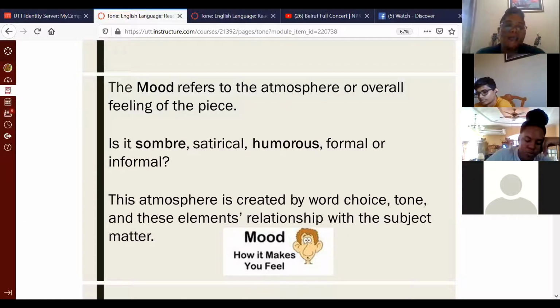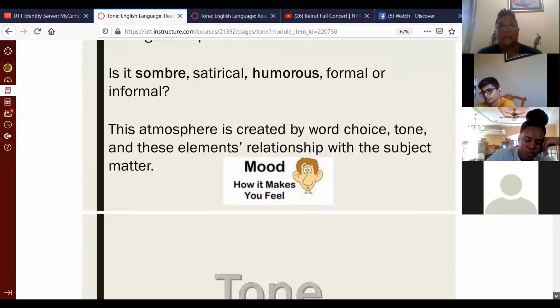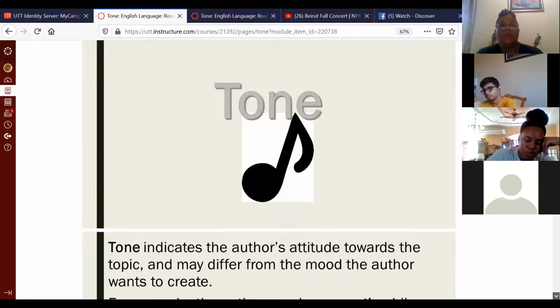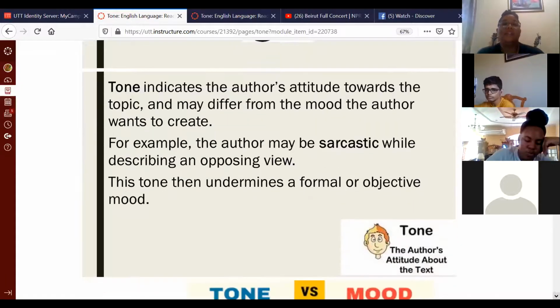And this atmosphere, this feeling that you get, is based on the author's tone, the language, and the author's general approach to the writing. So while the mood is how you feel as a reader, the tone is how the author feels as a writer, what the author's attitude is to his or her topic, right?